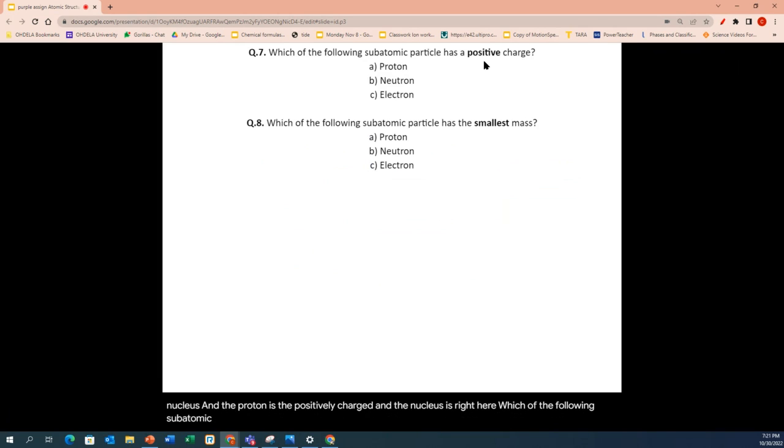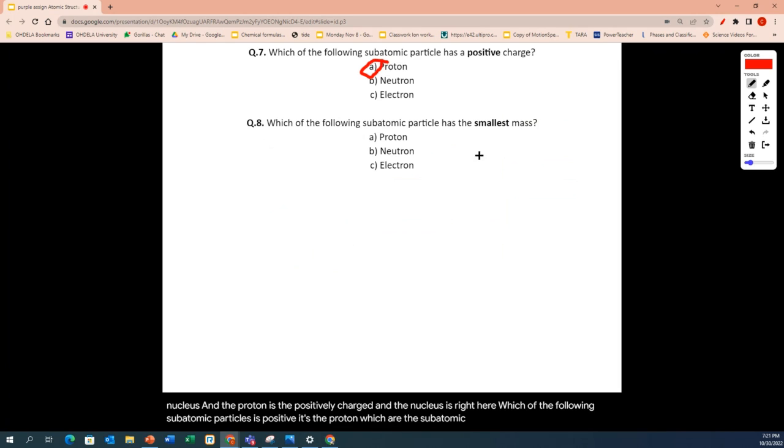Which of the following subatomic particles is positive? That's the proton. Which of the subatomic particles is the smallest? And that's the electron.